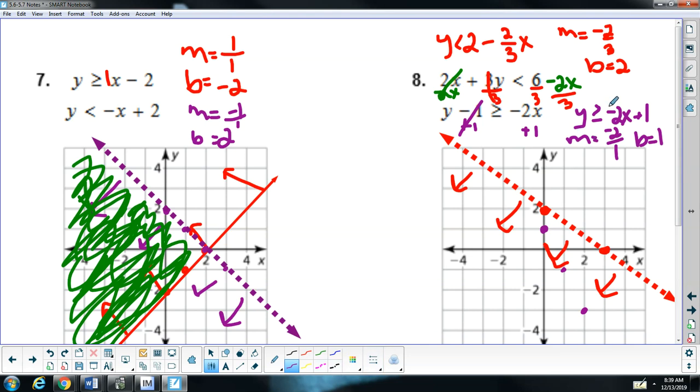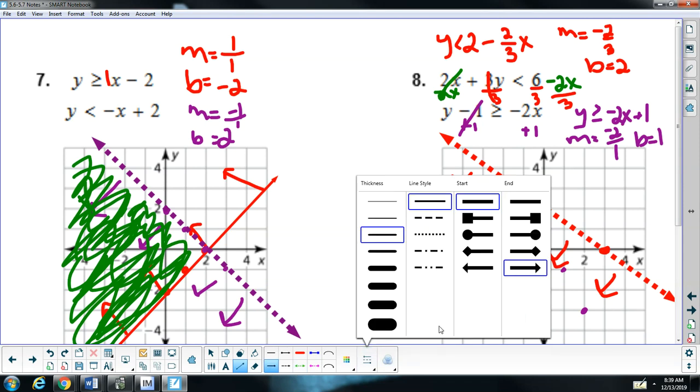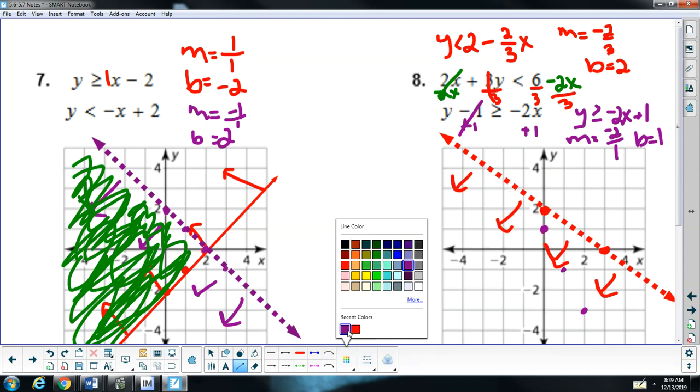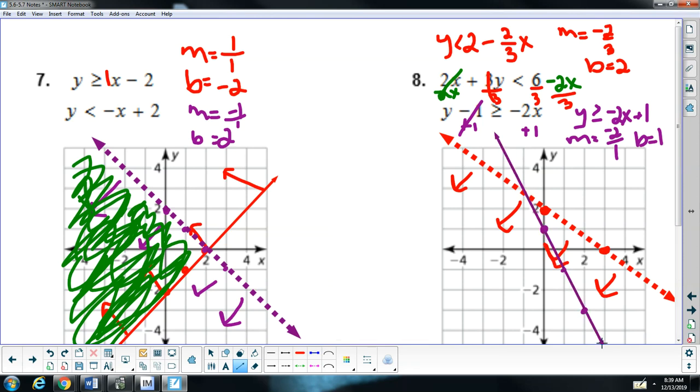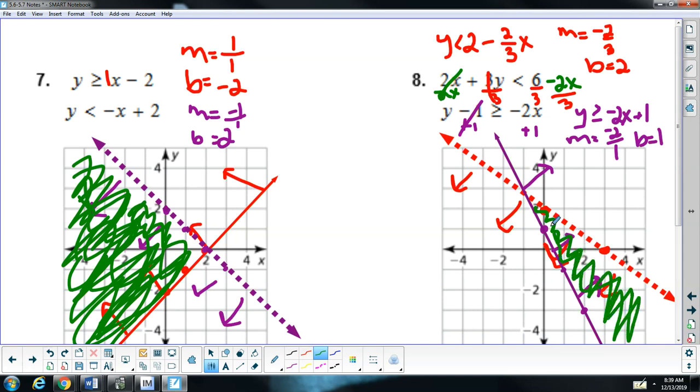Looking at my inequality sign, right here, since it is equal to, I'm going to have that solid line. So I have this solid line going through here. And then my shading, since it's y is greater than or equal to, I would be shading above this line. And once again, I can see the purple and red arrows are all pointing to this little section of graph right here. So this is where you should have shaded.